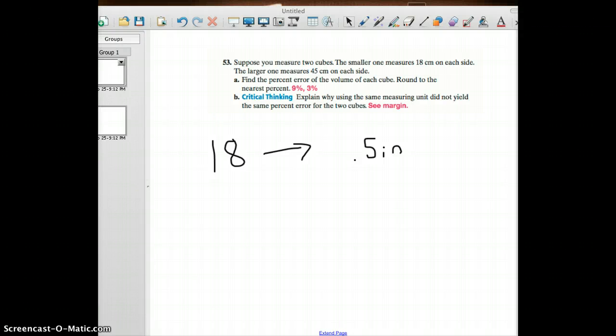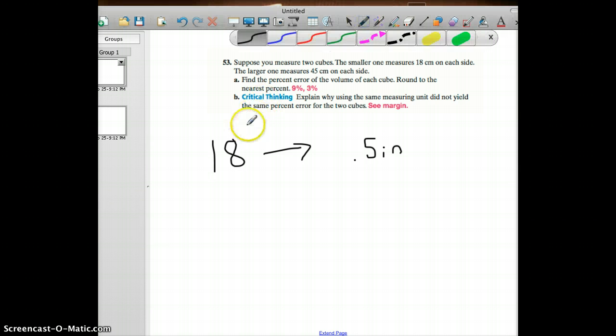Hi class, we're looking at question 53 from chapter 3, section 7. If you look at this, we have two cubes and we're calculating the volume. Remember, volume of a cube is length times width times height, or the dimension to the third power. So initially we have the 18 inches, which is the measure of the side.